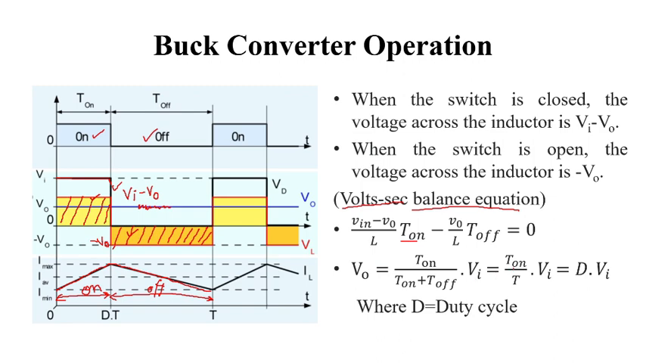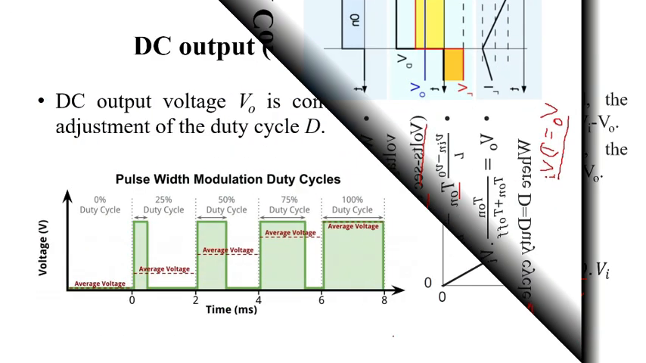If we simplify it more, it is T on upon T, where T is the total time, into V in. This factor T on upon T can be written as capital D, which is nothing but the duty cycle. That means for the buck converter, the output voltage is equal to the duty cycle times the input voltage. This is our relation for the buck converter.